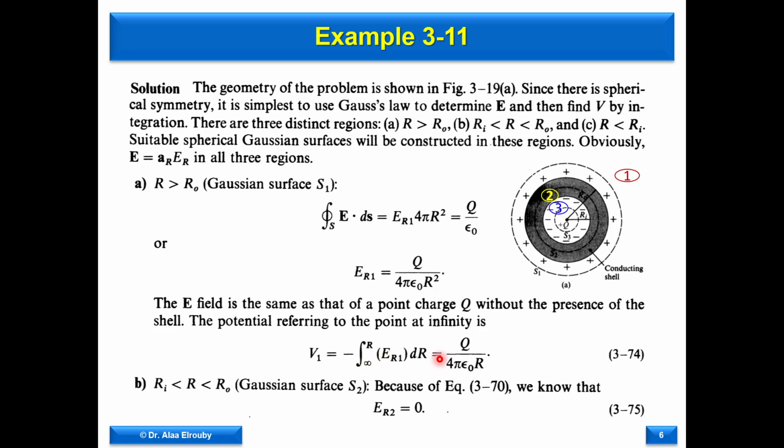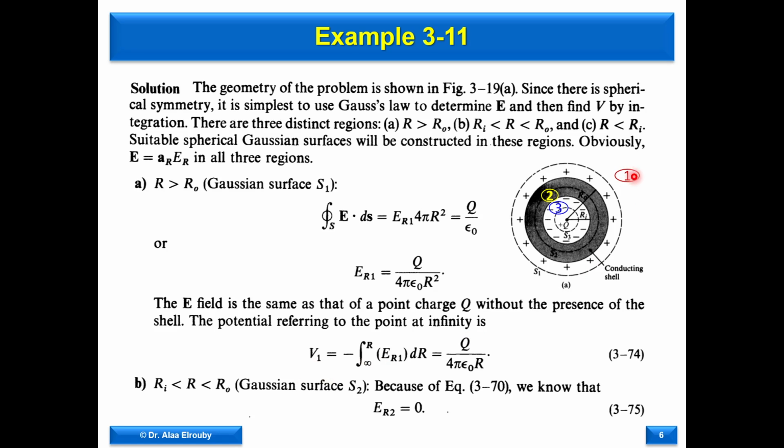So it's the integral of E dot dr with a negative sign from infinity to R, which will equal Q over 4 pi epsilon naught R. You can notice here the electric field in the outer region is similar to the case of a point charge in free space, as if this conducting spherical shell doesn't have any effect outside, in region number 2.